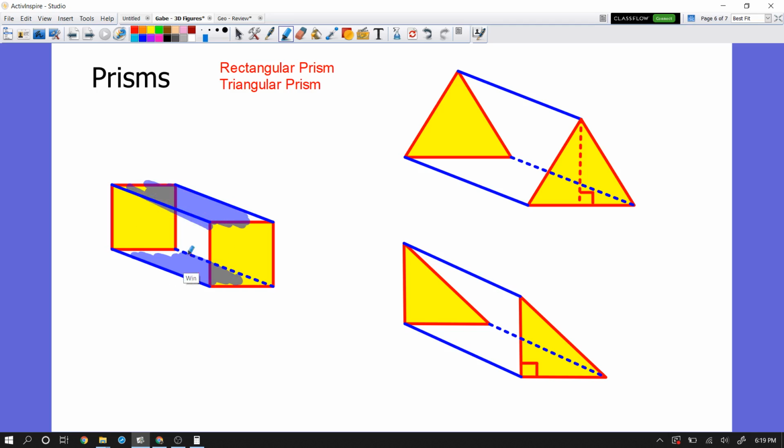Because if I wanted the bottom and the top to be bases, well then, going around it, like so, all of those shapes are still quadrilaterals. They're connected by quadrilaterals that have 2 pairs of parallel sides. Basically, it's either going to be a square or a rectangle.